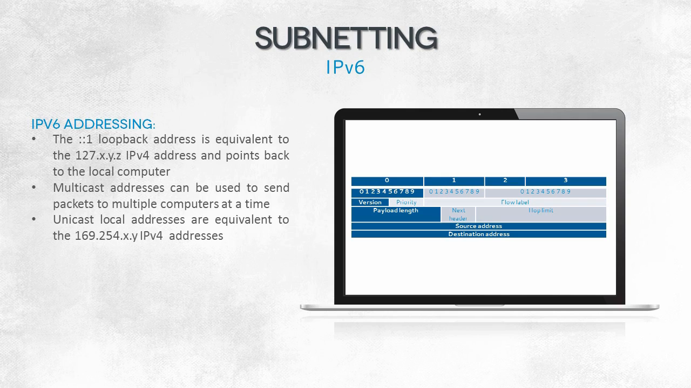There are also link-local unicast addresses. Each active IPv6 host has a link-local unicast address. It corresponds to the 169.254.x.y address of IPv4. It was the address assigned by the IPv4 protocol.